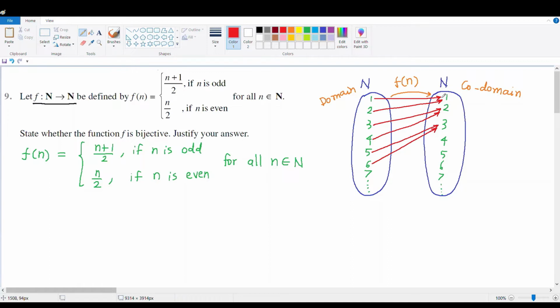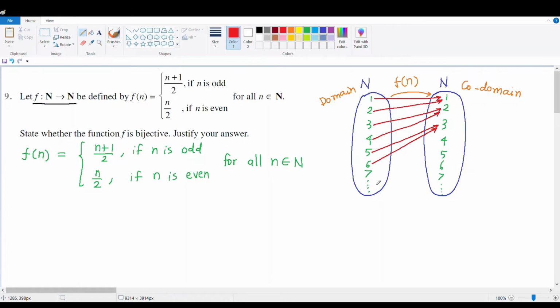So now we can see what happens in this function: 1 and 2 get connected to 1, then 3 and 4 get connected to 2, 5 and 6 get connected to 3. Same way 7 and 8 get connected to 4, then 9 and 10 get connected to 5, 11 and 12 get connected to 6. So it looks like every number from the domain gets connected to some number in the codomain, and the other way around, because for onto we need to look the other way around: every element in the codomain must have a pre-image. So yes, every number will have a pre-image in the domain.